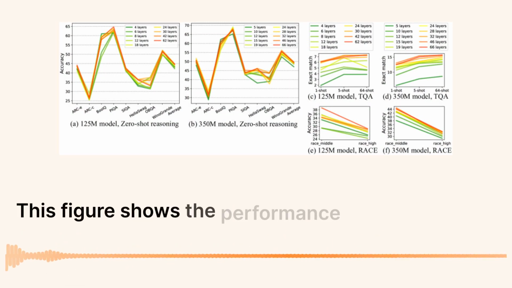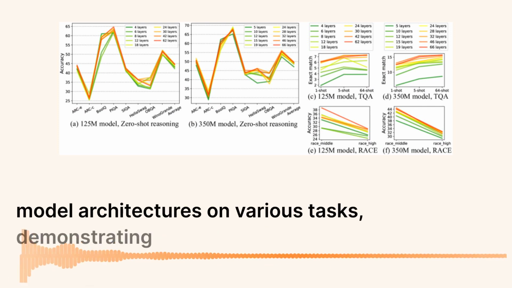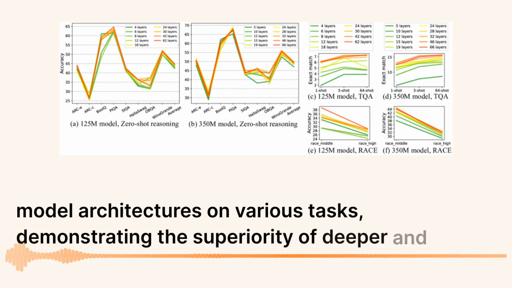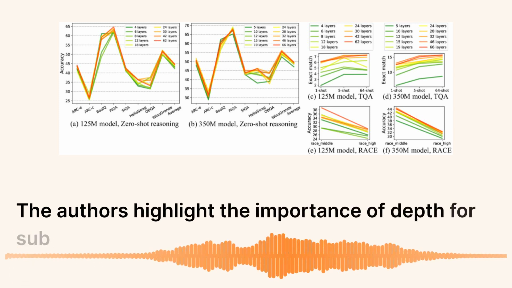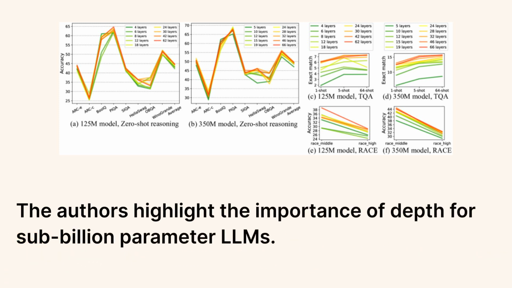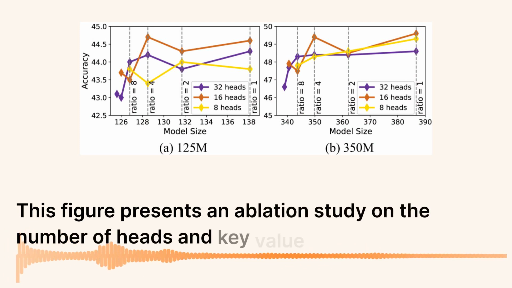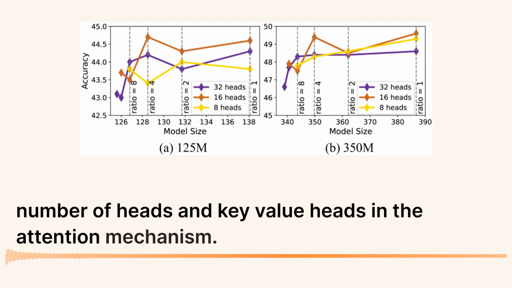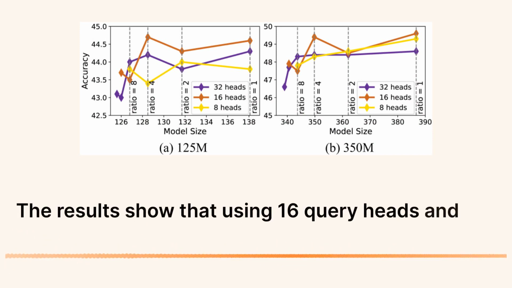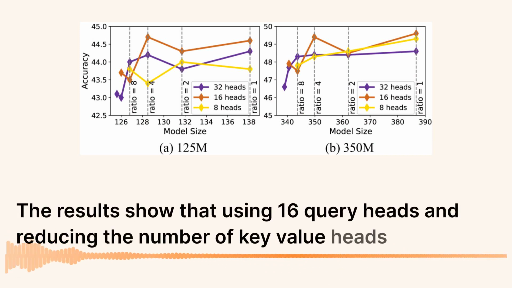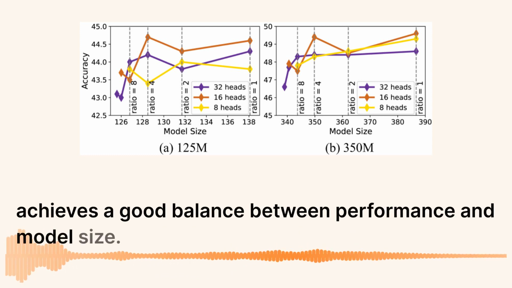This figure shows the performance of different model architectures on various tasks, demonstrating the superiority of deeper and thinner models. The authors highlight the importance of depth for sub-billion parameter LLMs. This figure presents an ablation study on the number of heads and key-value heads in the attention mechanism. The results show that using 16 query heads and reducing the number of key-value heads to 4 achieves a good balance between performance and model size.